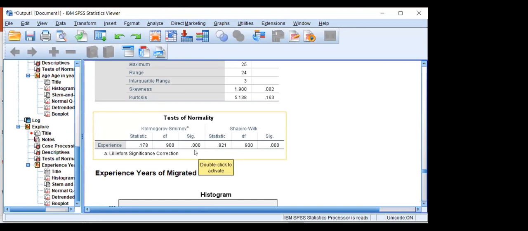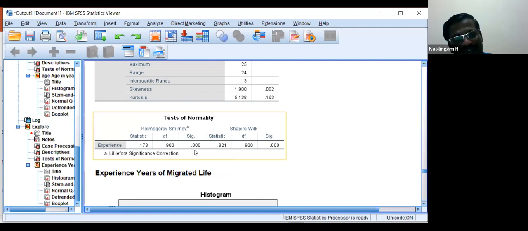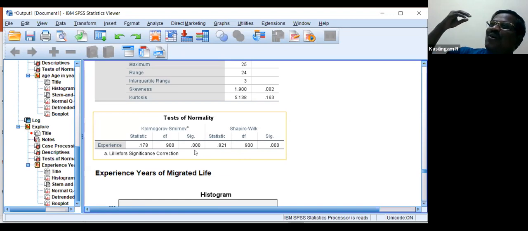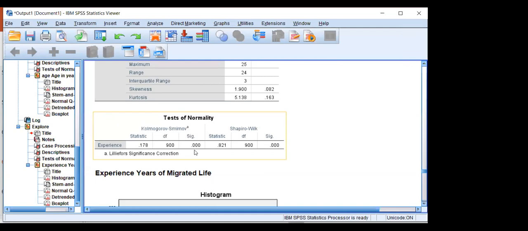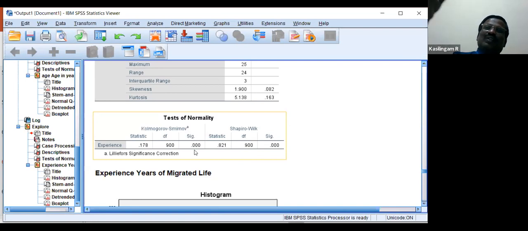What is the null hypothesis? There is no skewness, which is rejected, which means there is skewness. See, when the null is rejected, there is the alternative. Madam, you are getting confused. When no skewness is rejected, it means there is skewness.